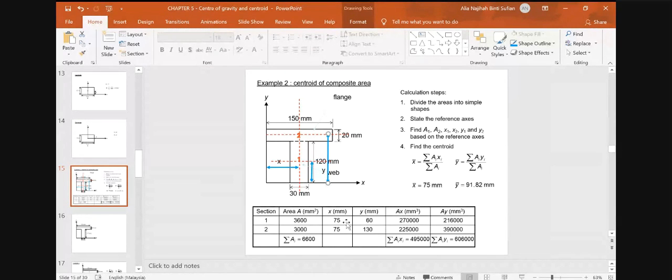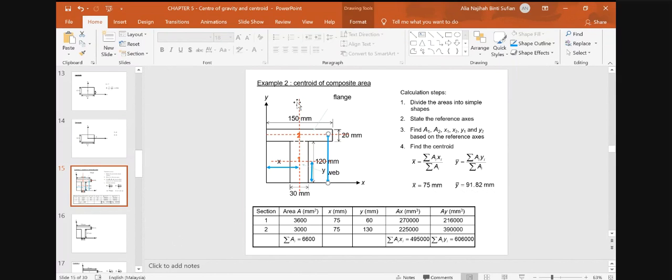Okay, now after we have obtained the x and y bar, we can calculate the Ax. Ax is 3,600 multiplied by 75. We get this value, and in a similar manner, we get all the rest of the values. And we need to sum up all the Ax values and Ay values here, and also the A values. So from this formula, we get X bar equal to 75 mm and Y bar equal to 91.82 mm.